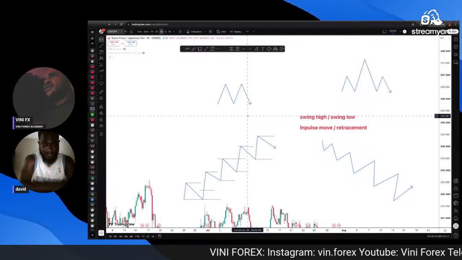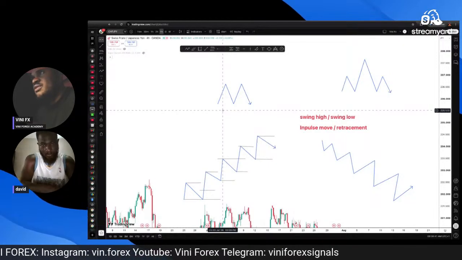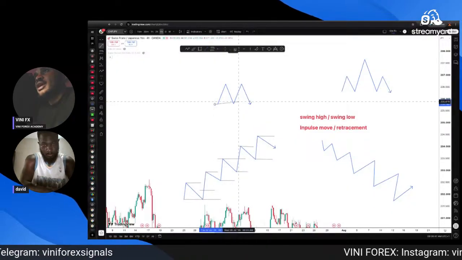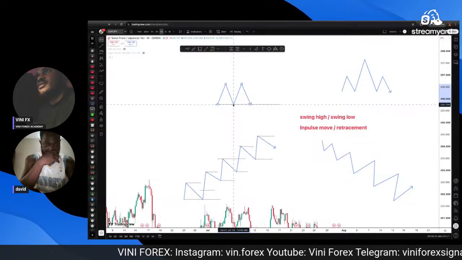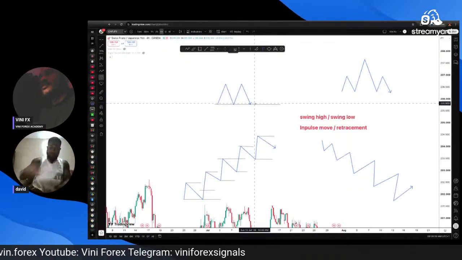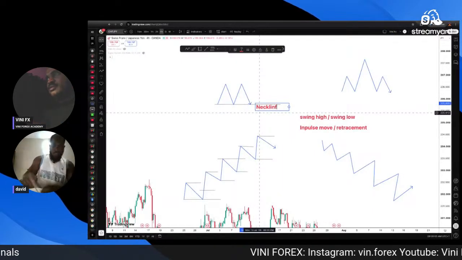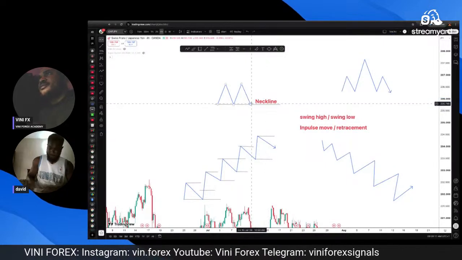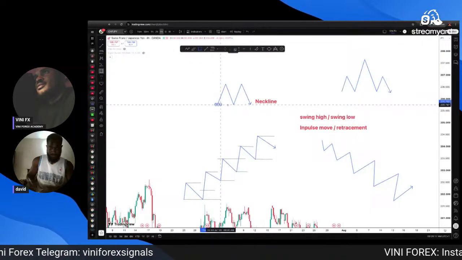When you say you have to be careful while trading it, this is the point where your carefulness matters. This is what we help you know. So this point right here, we call it the neckline. You see this point? Yes. We call it the neckline. So this is the neckline.